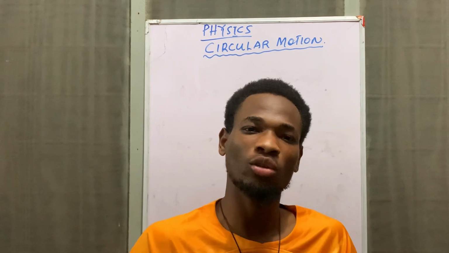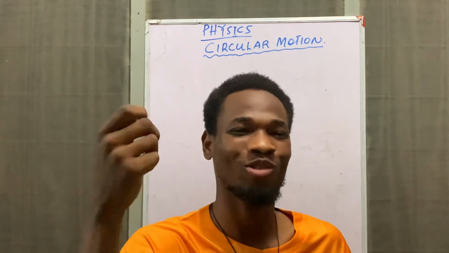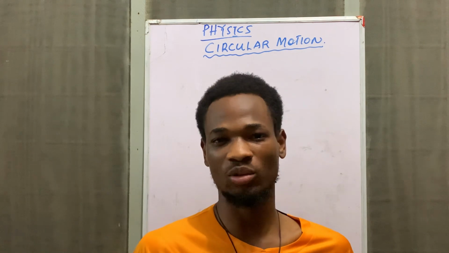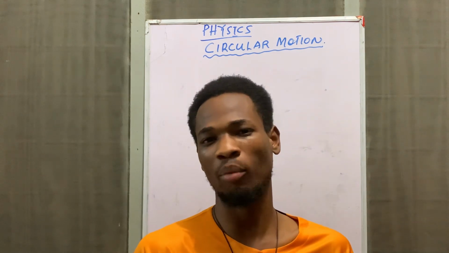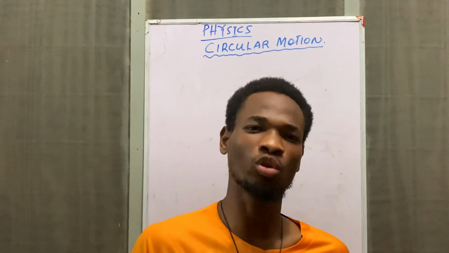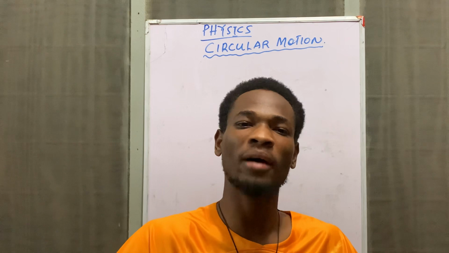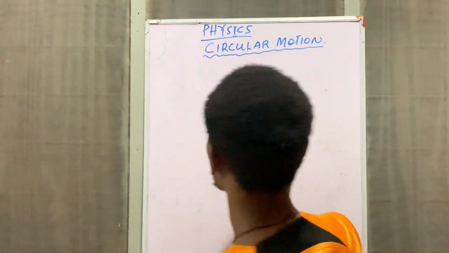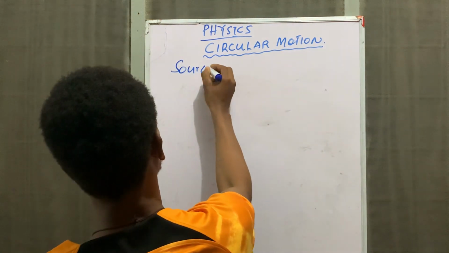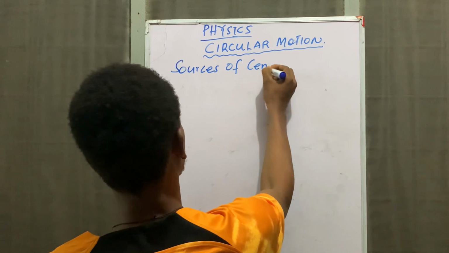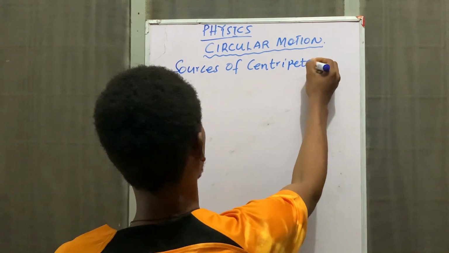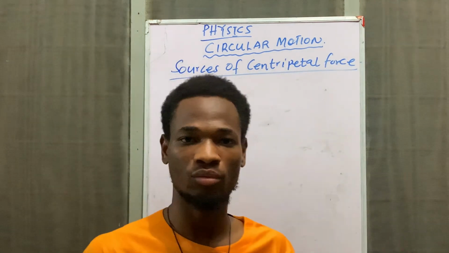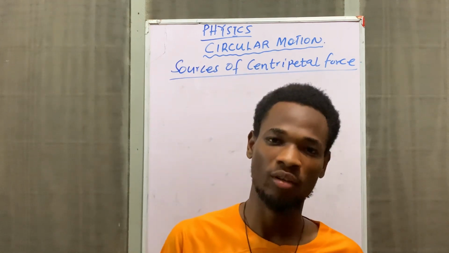And this is the same as sources of centripetal force. How the body can maneuver its own ways to produce its own centripetal force is the same as the sources of centripetal force. So we have sources of centripetal force. So now, how?